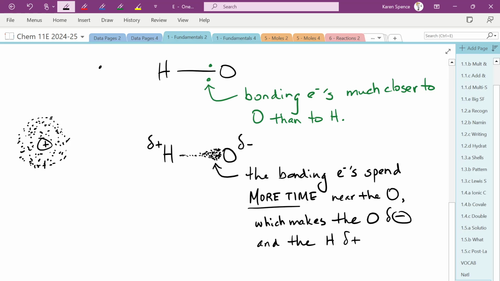I don't know why I put a circle around the negative sign. I'm going to get rid of that. There we go. Slightly negative and the H slightly positive. So that's going to explain... Yes, sorry. That is the Greek, this one. That's Greek, lowercase delta, slightly. Delta.